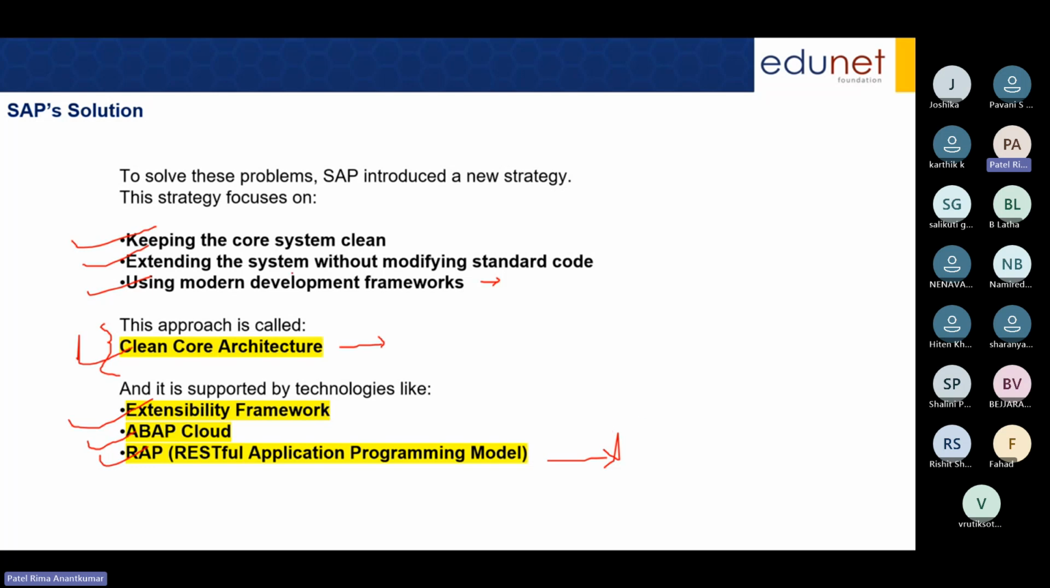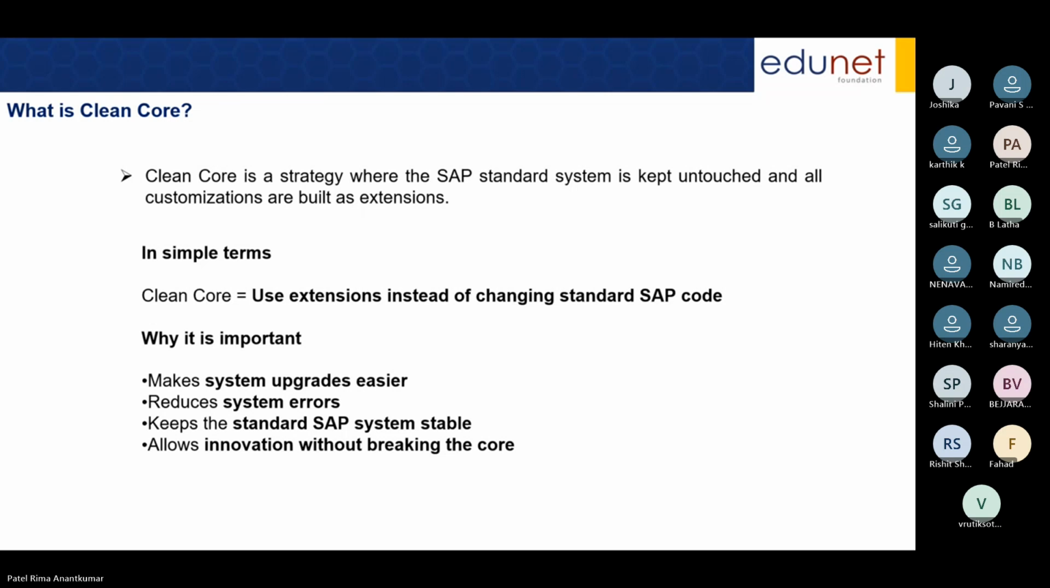So how to apply this clean core approach? By using the extensibility framework, ABAP Cloud, and the RESTful application programming model. Out of these three, we already know this one very well. By definition, clean core is the strategy where the SAP standard system is kept untouched and all the customizations are built as extensions. In simple terms, use extensions instead of changing the standard SAP code.